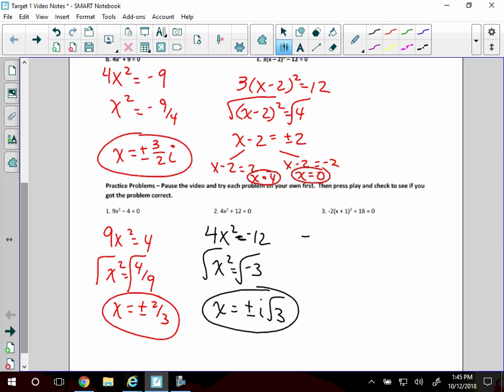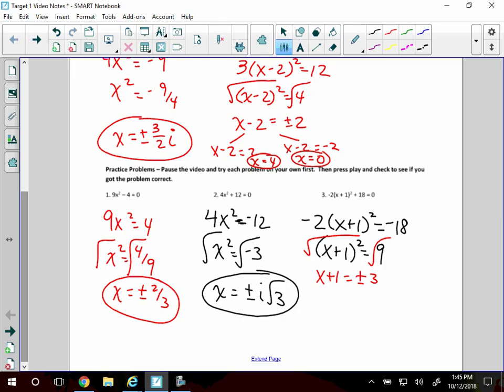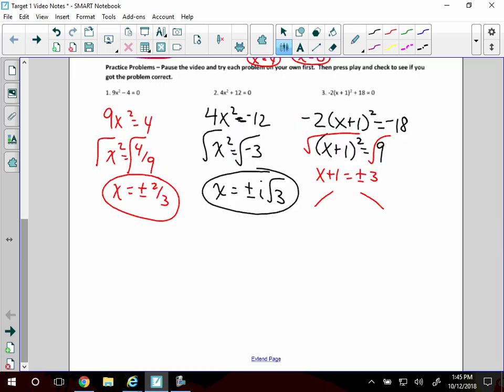For the last one, I'm going to start by subtracting 18 from both sides. Then I'm going to divide both sides by negative 2. Next, I'm going to square root both sides. So I'll get x plus 1 equals a positive or a negative 3. So that really breaks into 2 different equations. So I have x plus 1 is positive 3, x plus 1 is negative 3. When you solve the first equation, you get x is 2. And when you solve the second one, you get x is negative 4.